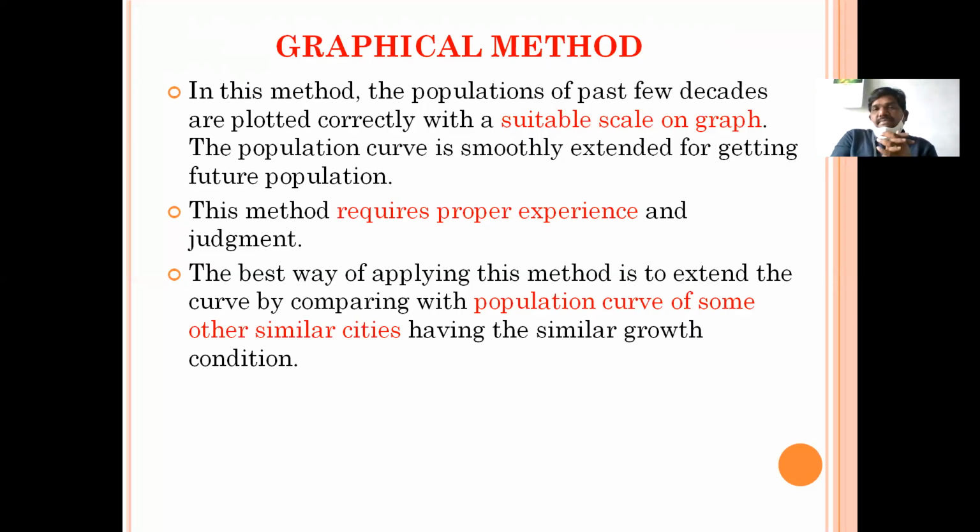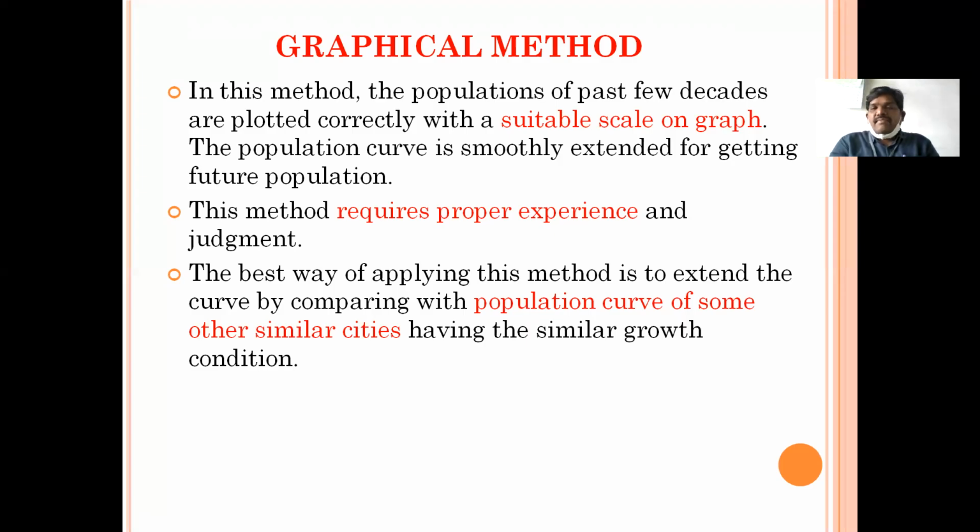For this method, we need to have an experienced person who can justify properly, because we are not going to use any calculations here. We are just assuming with respect to the graph where we have the population of past decades. Understand? See here, how can we go for this method? Simply, I just mentioned here, the best way of applying this method is to extend the curve by comparing with the population curve of some other similar cities. How can we go for this graph?